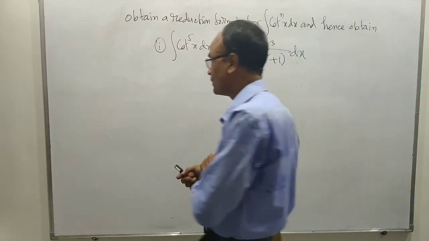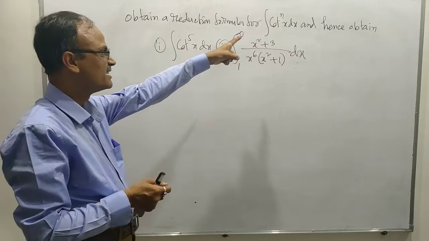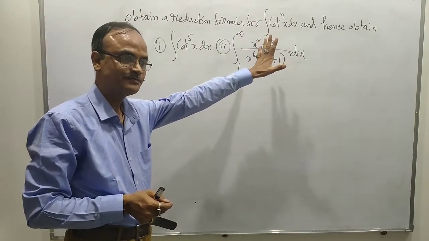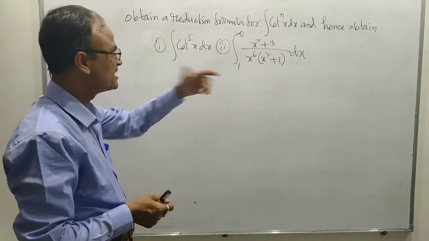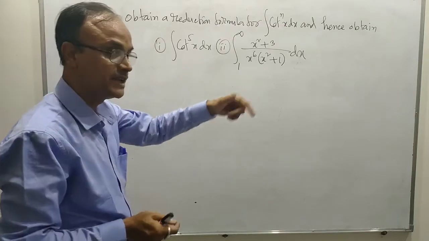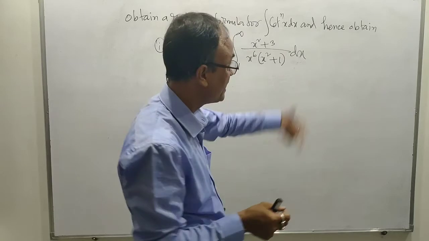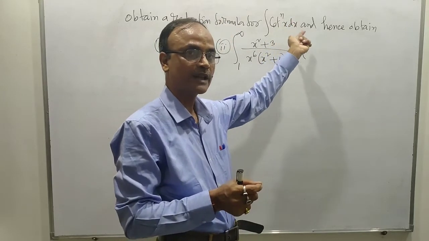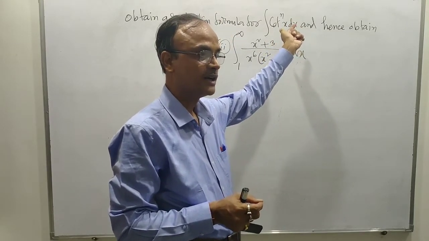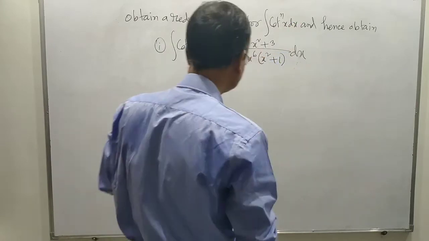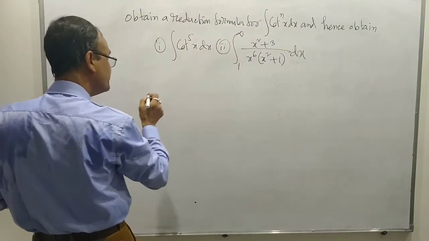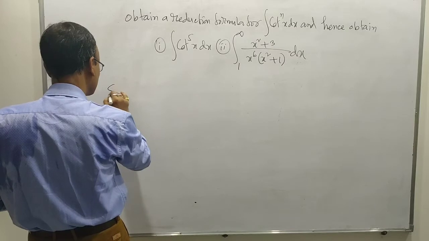Obtain a reduction formula for cot to the power n x. Using this, we have to find, hence obtain means we have to apply the result obtained from integration cot to the power n x. The reduction formula for integration cot to the power n x. Solution.